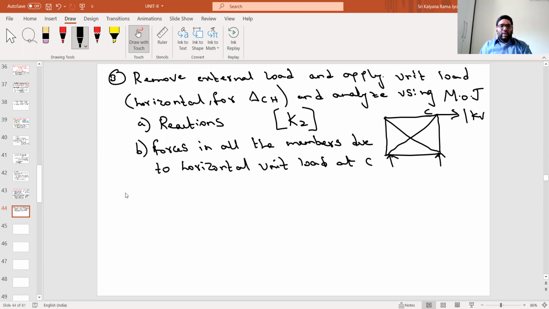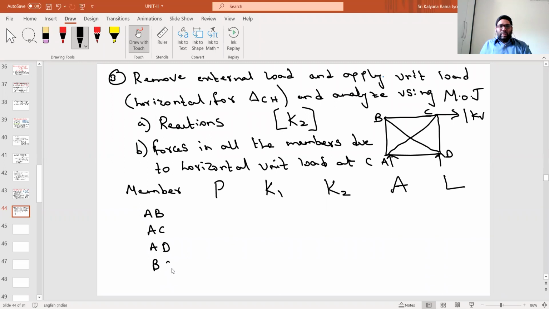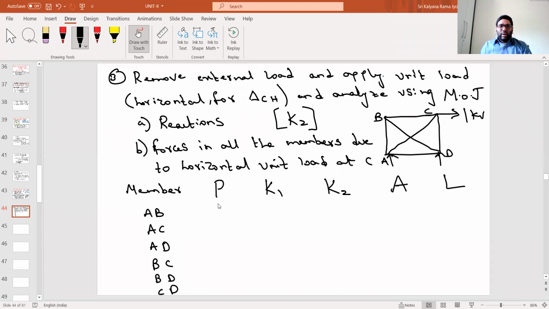We have the tabular form like member, P, K1, K2, A, L. So like that we will write: A, B, okay. So this is A, B, C, D. So A B, A C, A D, okay. B C, B D, C D, isn't it? Now we will write all the forces here.